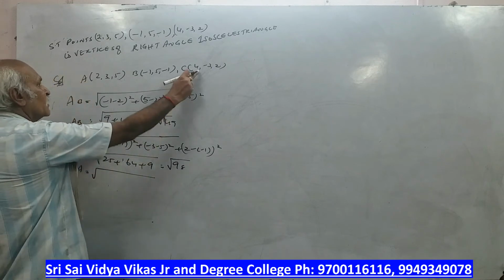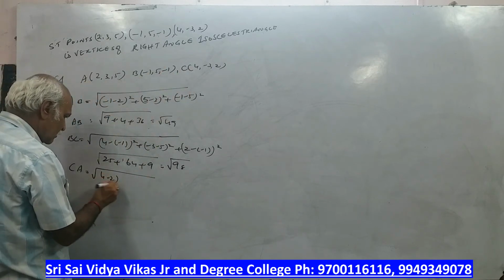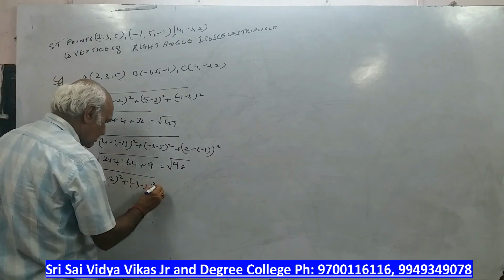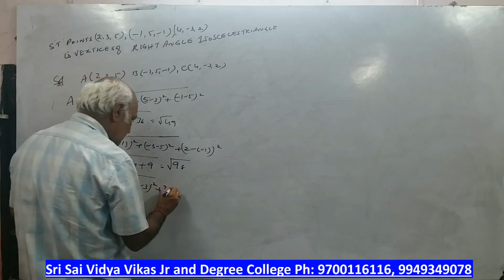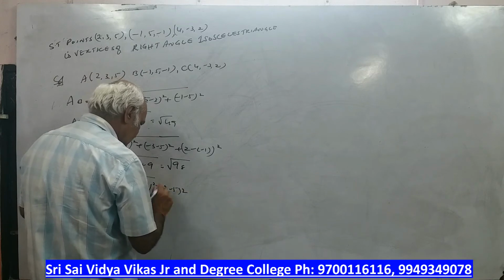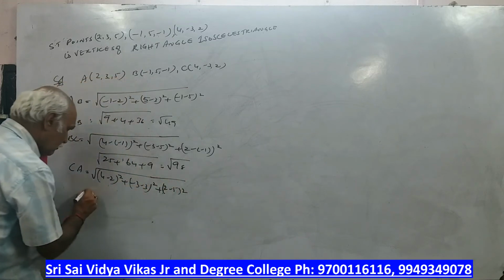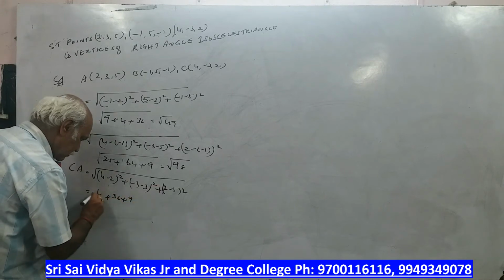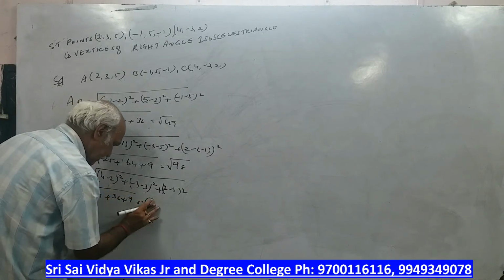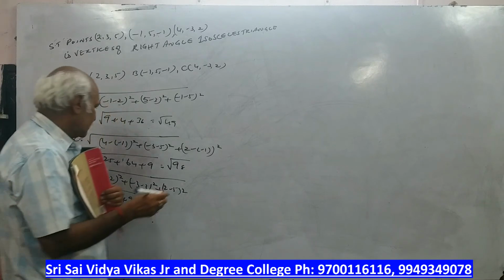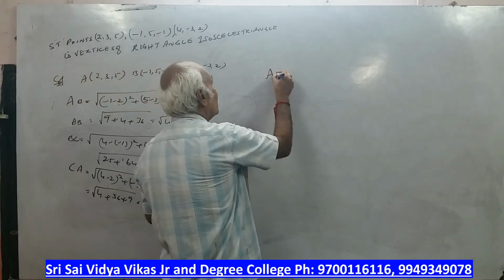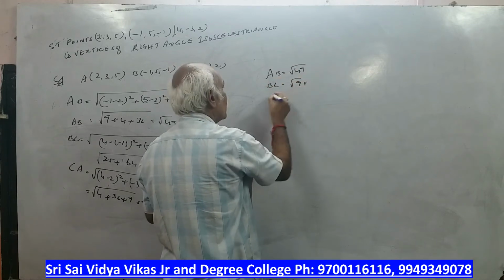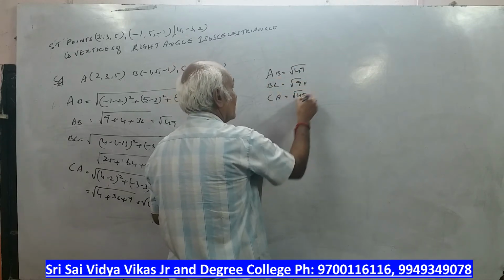Next is CA. What is CA? Distance between C and A. So (4 minus 2) whole square plus (minus 3 minus 5)... whole square plus (2 minus 5) whole square. So this becomes 4 plus 64 plus 9... How much we get? Now I am writing here. What are the values? AB is equal to root 49, BC is equal to root 98, CA is equal to root 49. Okay, observe here.